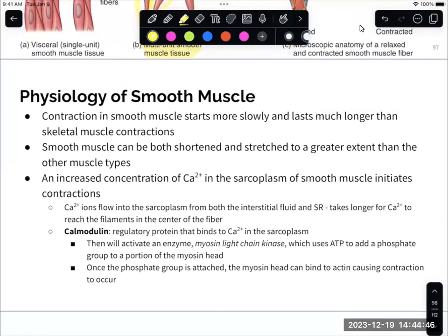Smooth muscle cells are going to contract more slowly, and their contraction is going to last a lot longer than skeletal muscle, just like cardiac muscle. They can be shortened and stretched to a much greater extent because of that rotation when it contracts. As we get an increase in calcium into that sarcoplasm, that's what helps to initiate that muscle contraction, just like with cardiac muscle or skeletal muscle.